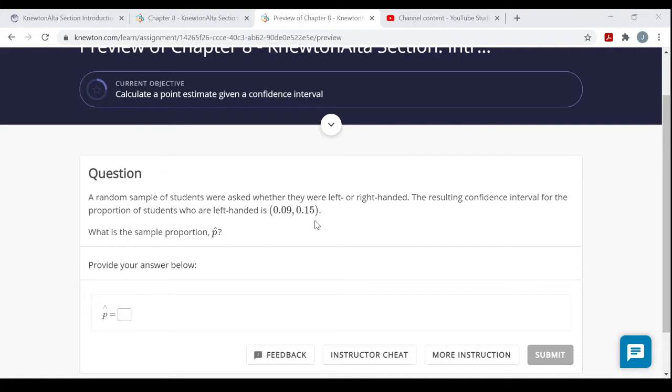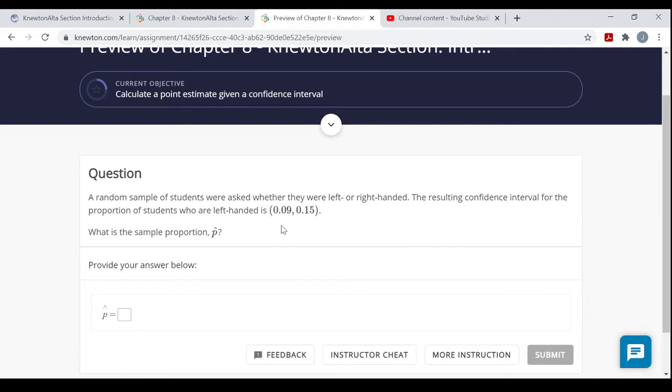Now again, there should be some sort of confidence level associated with the confidence interval. Usually there's some sort of percentage confidence. So I'm 95% confident, 99% confident, whatever. But they're saying here that they're reasonably confident that the proportion of all students, the population, that are left-handed is between 9 and 15%. Now what they're asking us for here is, what percentage of this sample of students was left-handed, if this is our confidence interval?